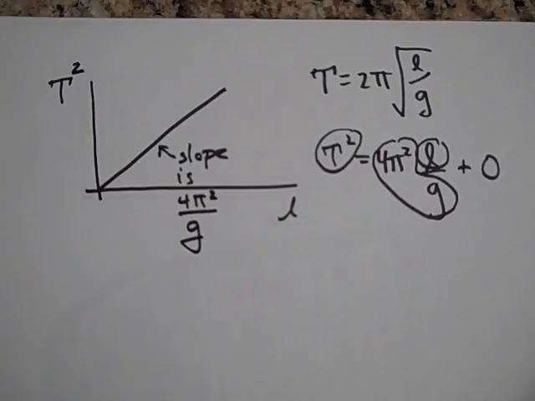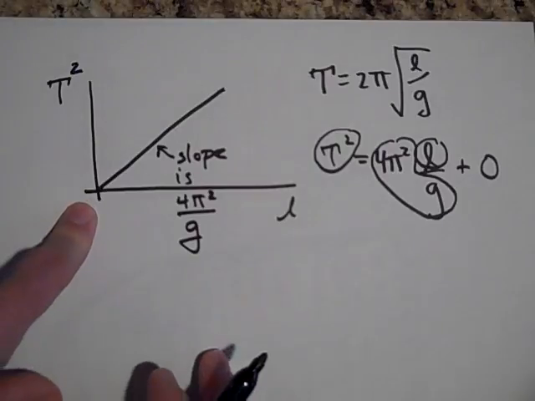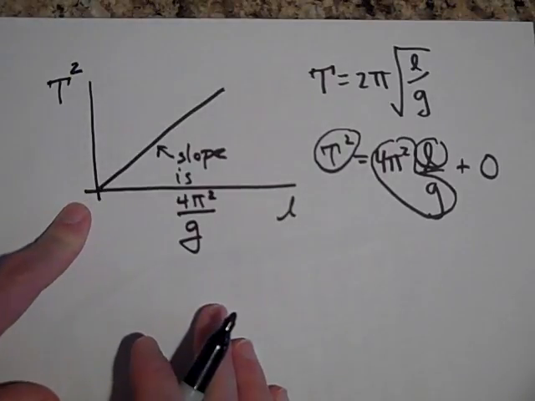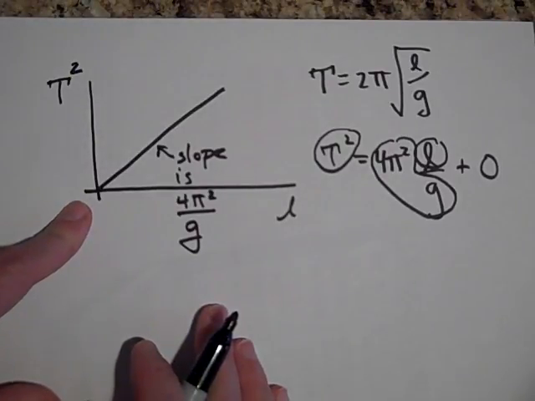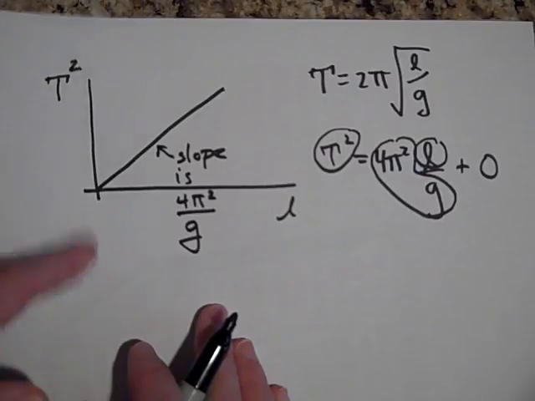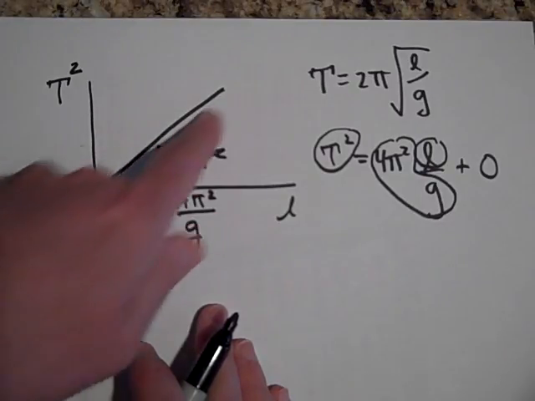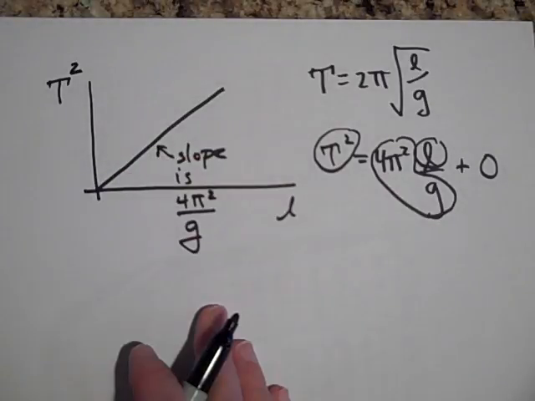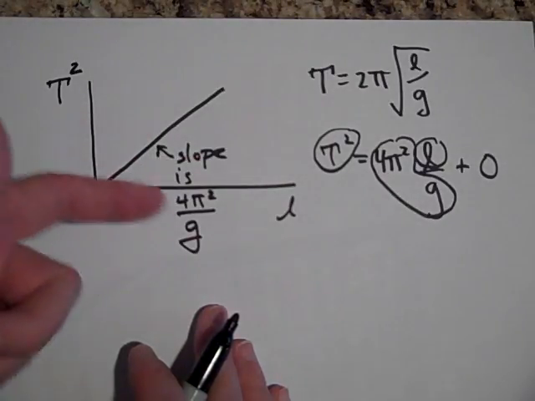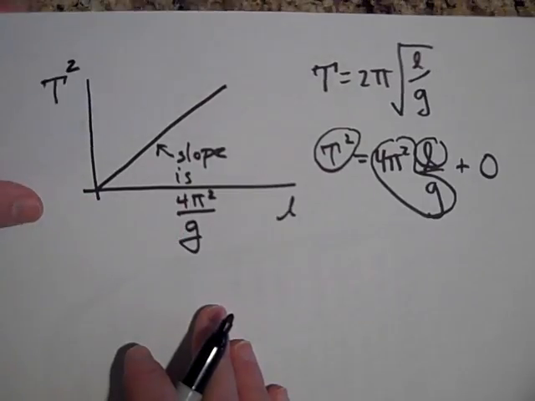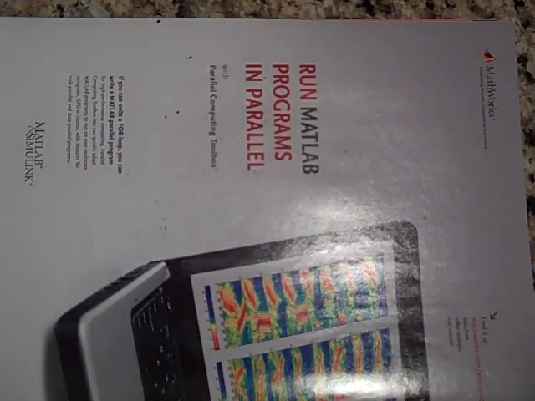So they might give you this graph for a particular planet and ask what g is for this planet. What is the g on this planet? And it's up to you to realize that the slope of this graph is 4 pi squared over g. And then find the slope and solve for g. See how that works? Let's just keep on trying these.